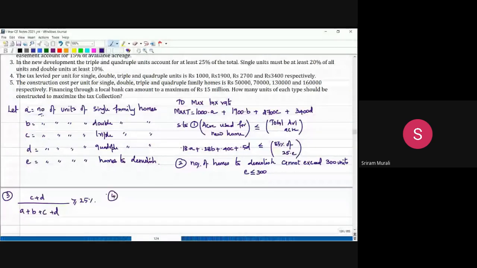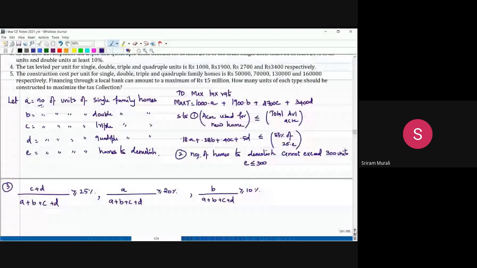What is subdivision 4? Some more things are there. In the total A plus B plus C plus D, the single unit, that is A, should have a minimum of 20%. Likewise, in the total of A plus B plus C plus D, the double unit, that is B, should have a minimum of 10%. Have you understood? Yes, sir. And what is the last one?